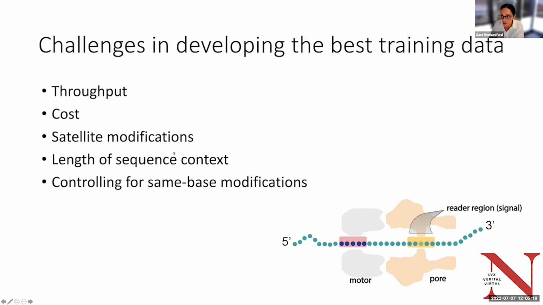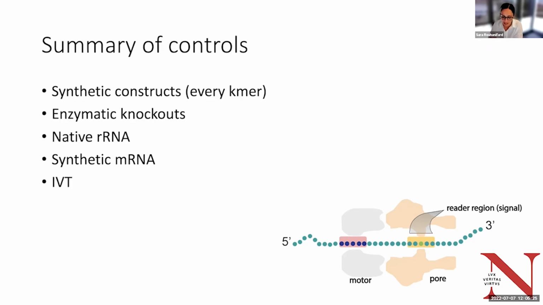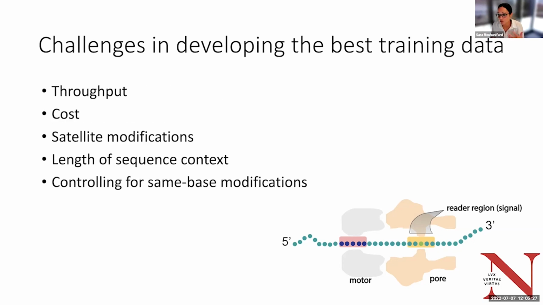Satellite modifications are another problem. If they're too close to each other, it causes a whole new error that is even more difficult to quantify. And you need to increase your throughput a lot if you need to cover every single type of satellite modification that's possible. The length of the sequence context, I've mentioned this a couple times: are we interested in just the 5 nucleotide sequence, or do we need to expand to 12? Or do we need to go even further beyond that? How many nucleotides flanking the modification site are important?